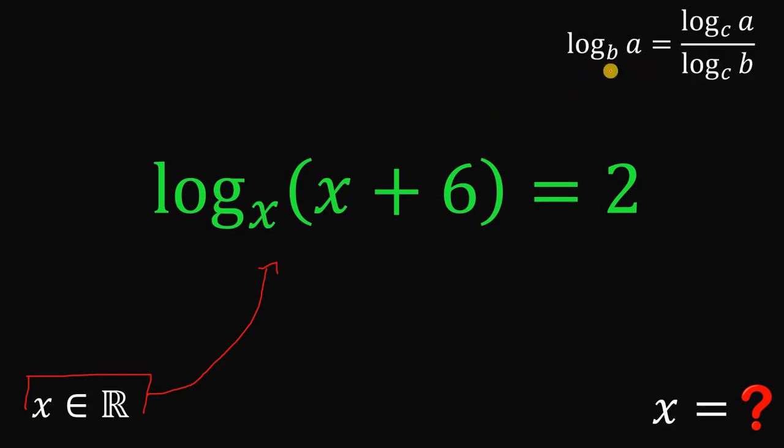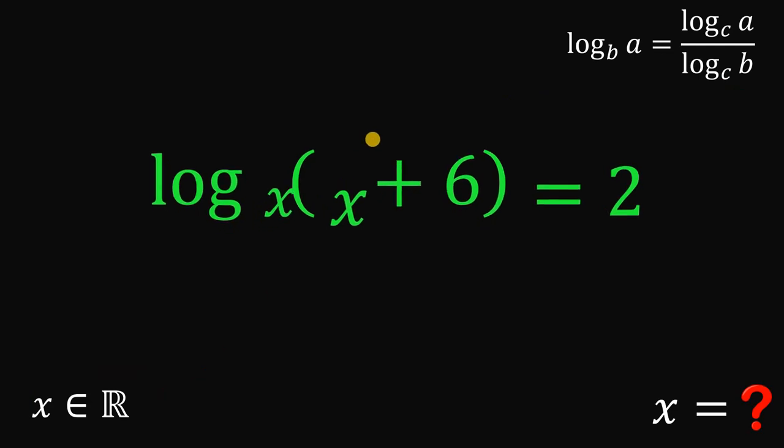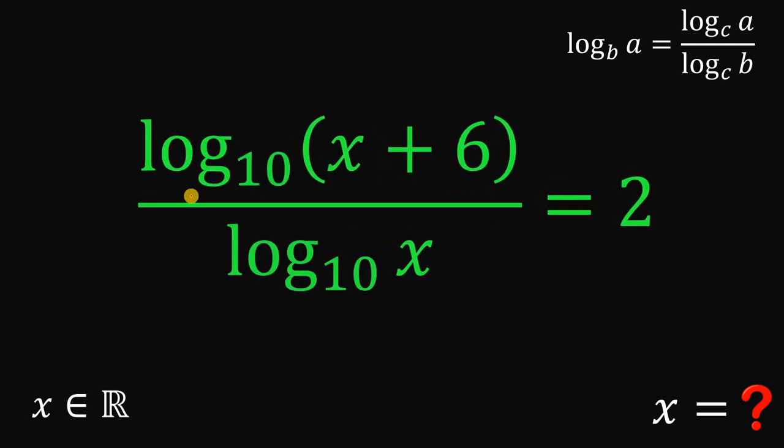If we have logarithm of a to the base of b, this can be written as logarithm of a to the base of c over logarithm of b to the base of c. Now, we will choose base c, and let's choose base 10. So, the left-hand side of our equation can be written as logarithm of x plus 6 to the base 10 over logarithm of x to the base 10.